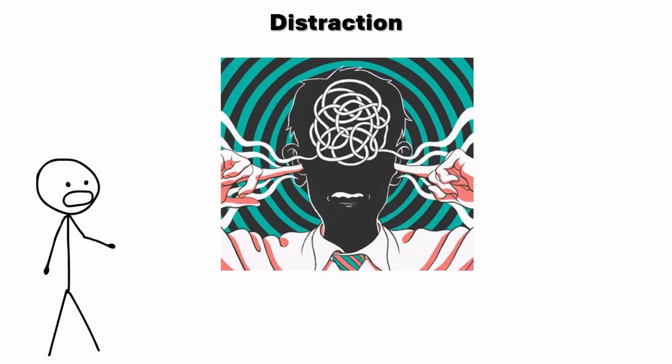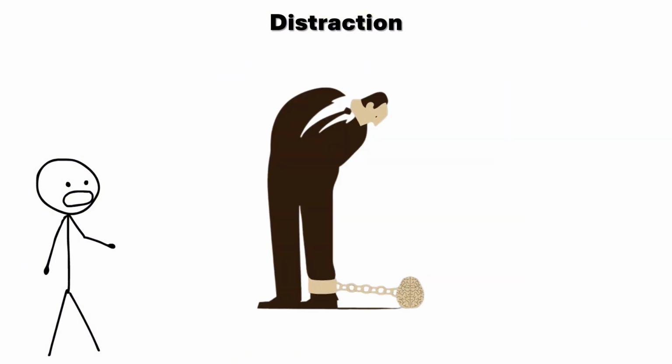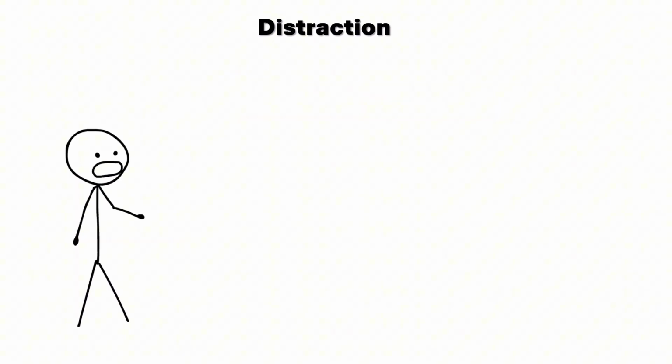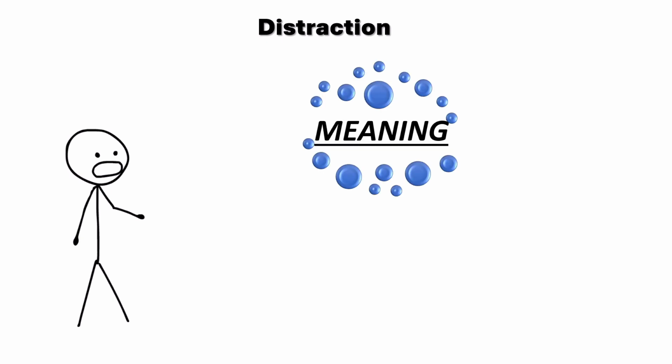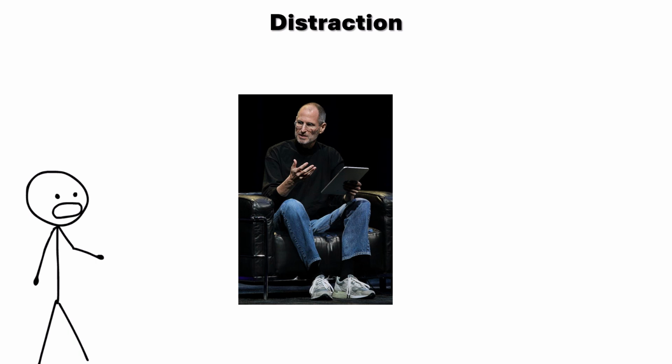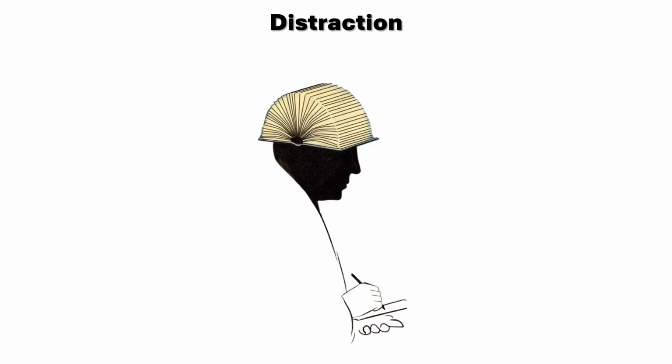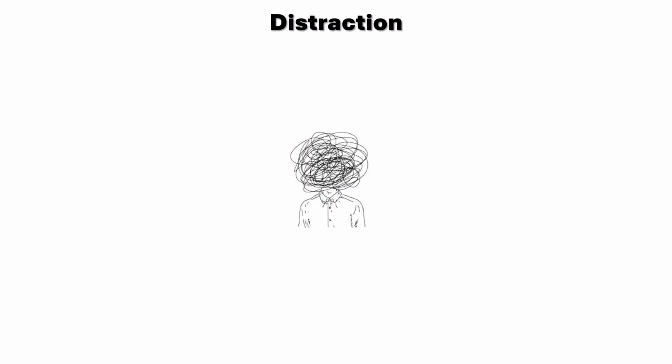Discipline is a buzzword, often thrown around as the ultimate solution. But let's face it, forcing yourself to do something only works for so long. The real secret lies in finding meaning in what you're doing. Take Steve Jobs, for example. His goal wasn't just to make computers, he wanted to put a ding in the universe. He found meaning in his work, and that kept him going.